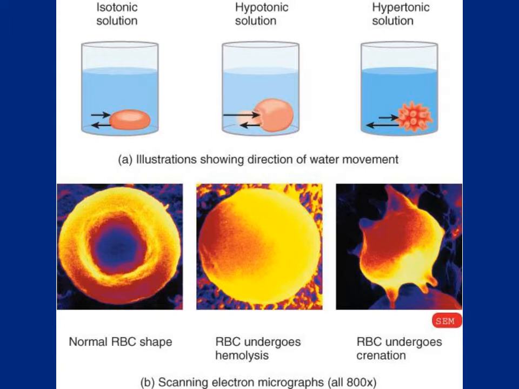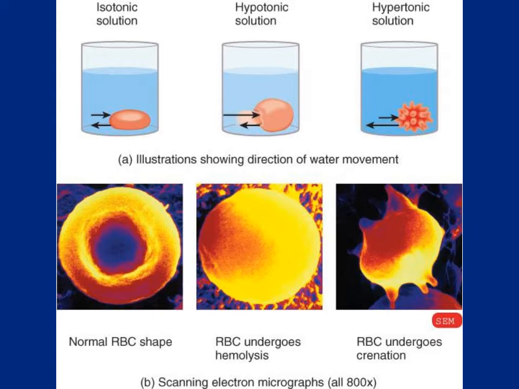And this is what we would expect because an isotonic solution would have the same solute concentration that we would find inside of a cell. That doesn't mean that water stops moving, but that water moves into the cell at the same rate that it moves out of the cell. As a result, the size and shape of the red blood cell would be the same. It's normally going to look like a Cheerio.